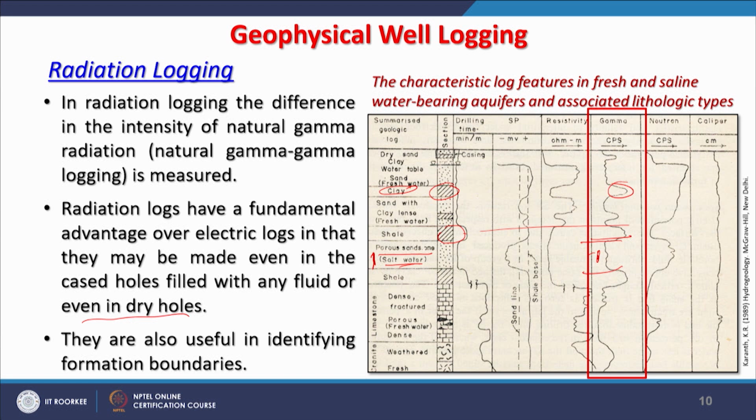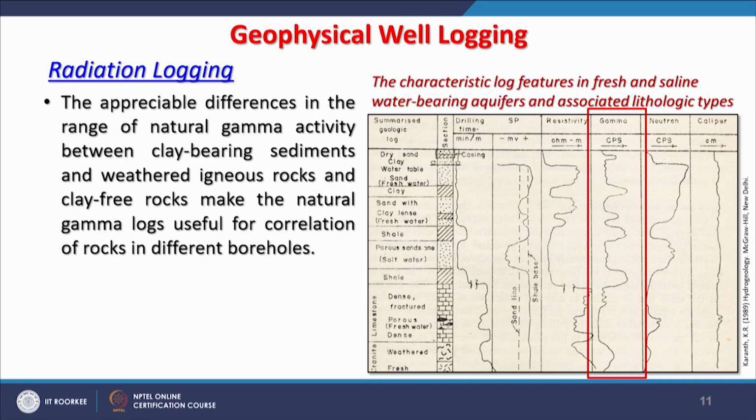These are also useful in identifying formation boundaries, and that is basically the purpose of all kinds of well logging, to find out the lithological boundary accurately, because lithological boundaries may not be accurately recorded when drilling is being done. When rock pieces are coming up, sometimes they have very fine sediment, mud, water, and when you wash it and put it, the depth information may be mismatched. That is why all these logging methods are there.